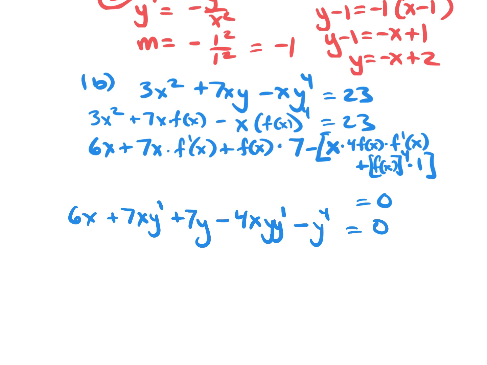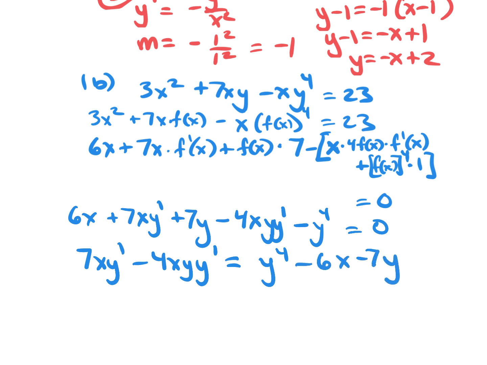Okay, all right, so now remember the goal is to solve for dy dx, or y prime. So get everything with y primes on one side. There's only 2 terms with y primes. And everything else on the other side. So let's bring over the y to the fourth to the right, minus 6x, minus 7y.